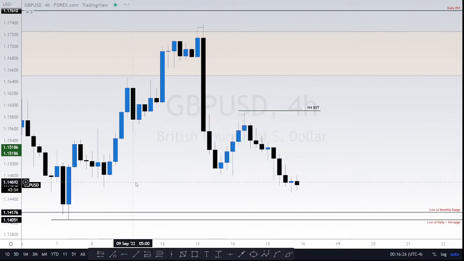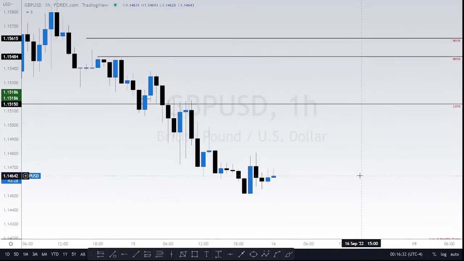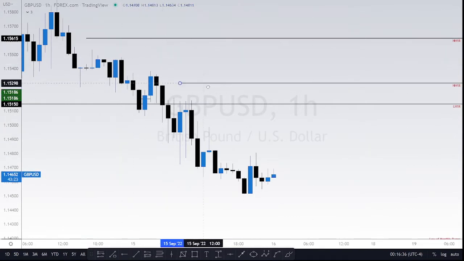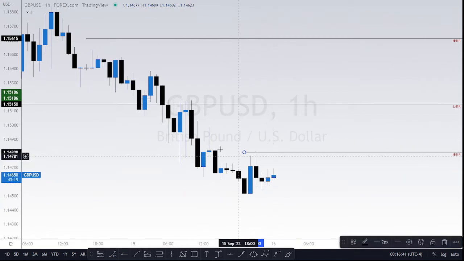If we now take a look at the 1 hour time frame, what I'm looking for is the range that we're going to be trading within at the beginning of the European Open as well as the beginning of the London Open. So the next draw on buy side liquidity, based on where price currently is, is going to be the swing high that was created overnight.